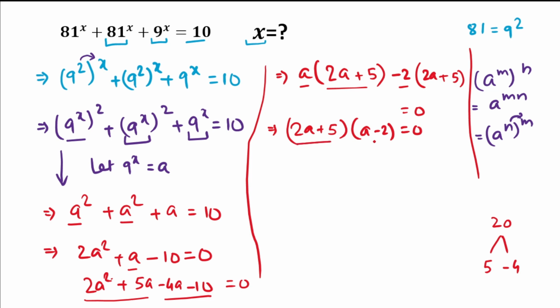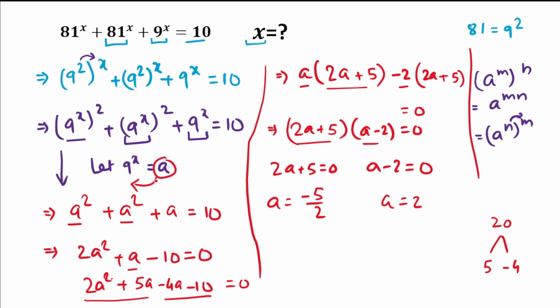Now the multiplication of 2 factors is 0. So we can write either 2a plus 5 is equal to 0 or a minus 2 is equal to 0. Now from here we can calculate the value of a. a will be negative 5 divided by 2, and here a will be 2. So now we have let a be equal to 9 raised to the power x. So 9 raised to the power x is equal to negative 5 divided by 2, and here 9 raised to the power x is equal to 2.